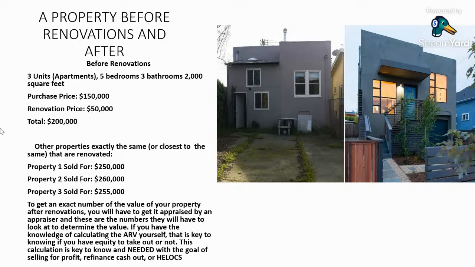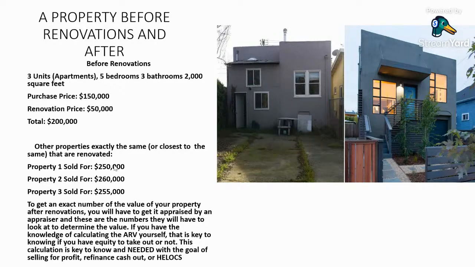All these properties you see here were renovated as well. And that's what the appraiser bases the calculations on: what the other properties around it sold for, not how much renovation you put into it or how much money you spent. That's important to understand, because a lot of people going into real estate say, as soon as I renovate something, it automatically increases in value. That's not true. You have to calculate the numbers to see what the value even is.